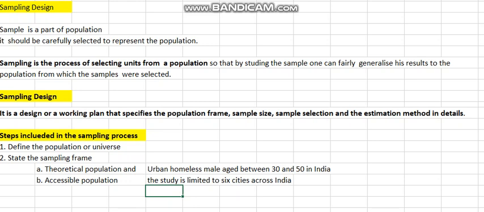ഇവിടെ നമ്മൾ സ്റ്റഡി നടത്തുന്നത് ഇന്ത്യയിലെ 30നും 50നും ഇടയിൽ വയസ്സുള്ള അർബൻ ഏരിയയിൽ താമസിക്കുന്ന മെയിൽ എത്ര പേർക്ക് വീടില്ല എന്നാണ്. അതിനുവേണ്ടി റിസർച്ചർ ഇന്ത്യയിലെ 6 സിറ്റിയിൽ നിന്ന് മാത്രം എടുത്ത് സ്റ്റഡി ചെയ്യാനാണ് തീരുമാനിച്ചിരിക്കുന്നത്. തിയററ്റിക്കൽ പോപ്പുലേഷൻ എന്ന് പറയുന്നത് ഇന്ത്യയിലുള്ള എല്ലാ അർബൻ ഹോംലെസ് മെയിൽസ് ആണ്. ആക്സസിബിൾ പോപ്പുലേഷൻ limited to 6 cities across the country ആണ്.